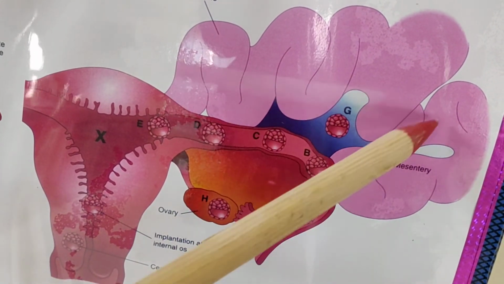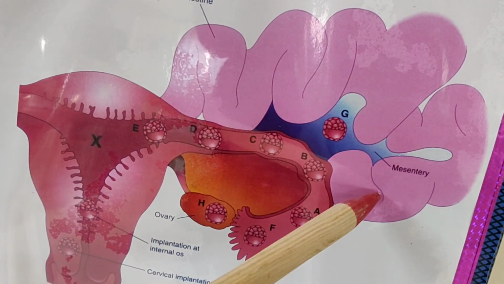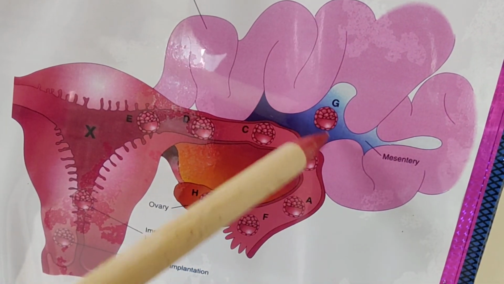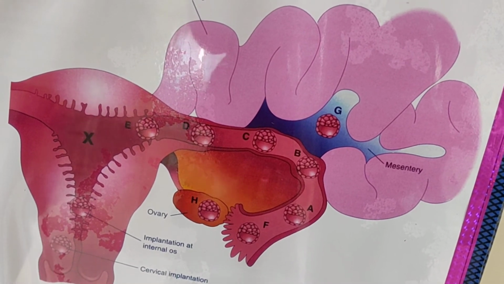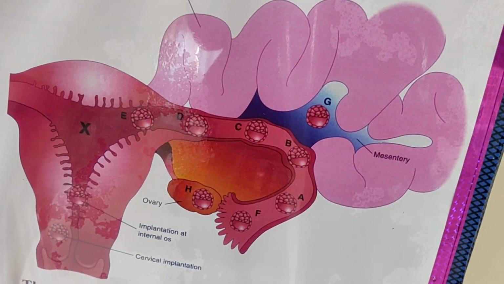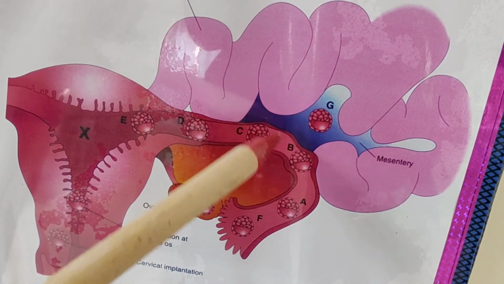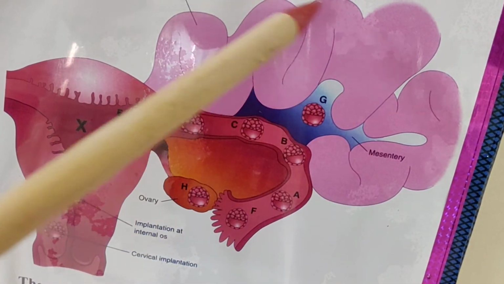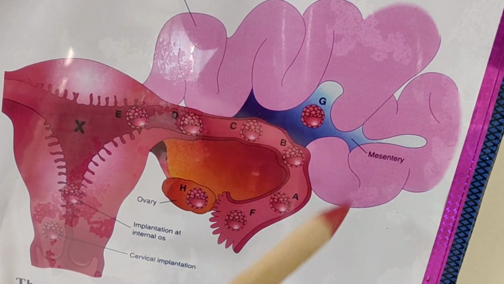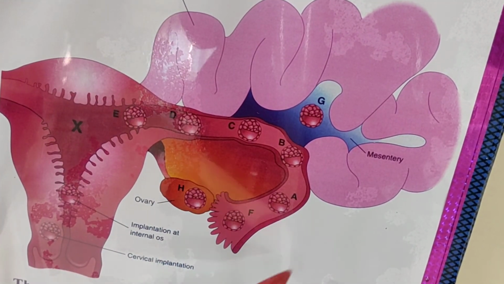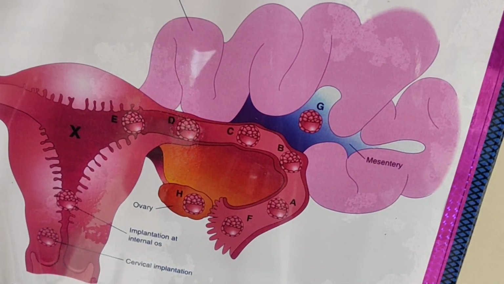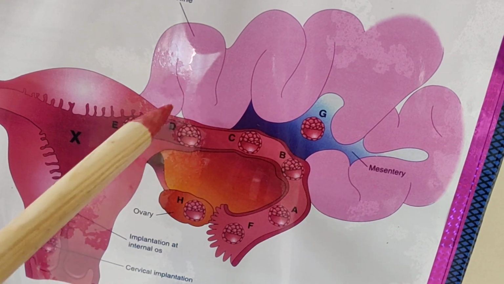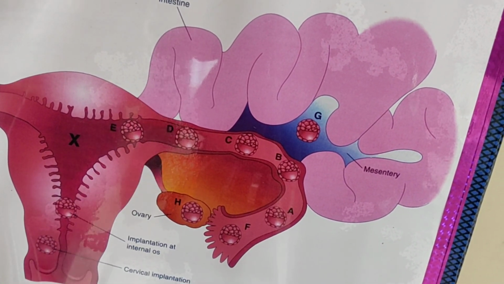Now the implantation may also occur extrauterine. This is the mesentery. The implantation may also occur in the rectouterine pouch of Douglas. So this is the abnormal ectopic implantation, and this leads to ectopic pregnancy. And in this diagram, the various sites of ectopic implantation are shown.